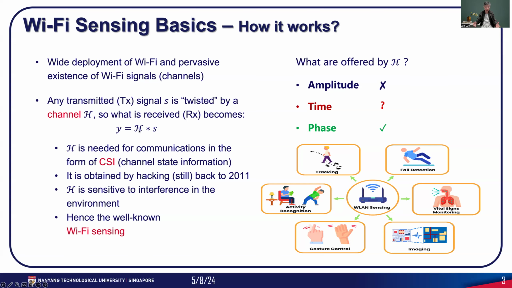If things are happening in between this channel, for example, I'm waving my hand, then the channel, or the CSI H, will change. This is the so-called Wi-Fi sensing, because we can get to know what H is and its variance in terms of amplitude, time, and phase, although phase is mostly used. It can do a lot of things, including tracking, activity detection, and even vital sign monitoring.